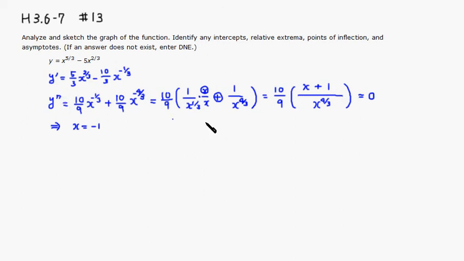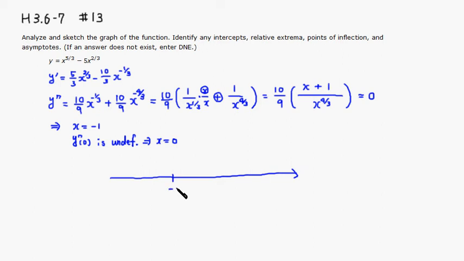Also, f double prime is undefined when x equals 0, so we're going to probably look at that. Since y double prime of 0 is undefined, just like f prime of 0 was undefined, we're going to look at x equals 0 too. All right, so we do a number line, so we're going to put two tick marks, one for negative 1 and one for 0.